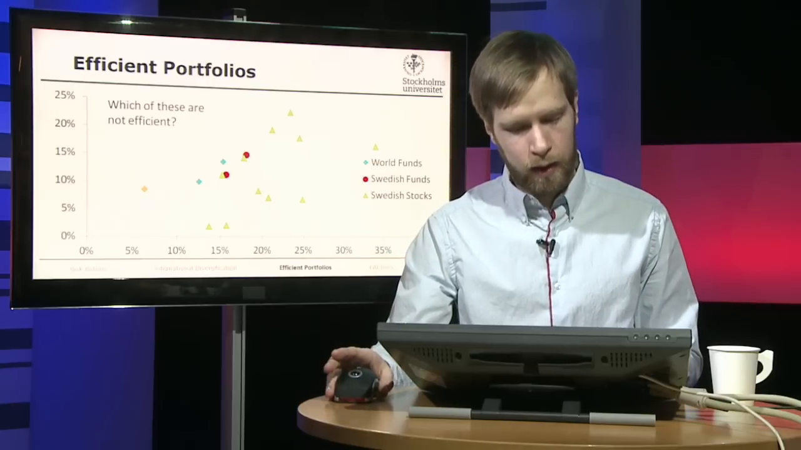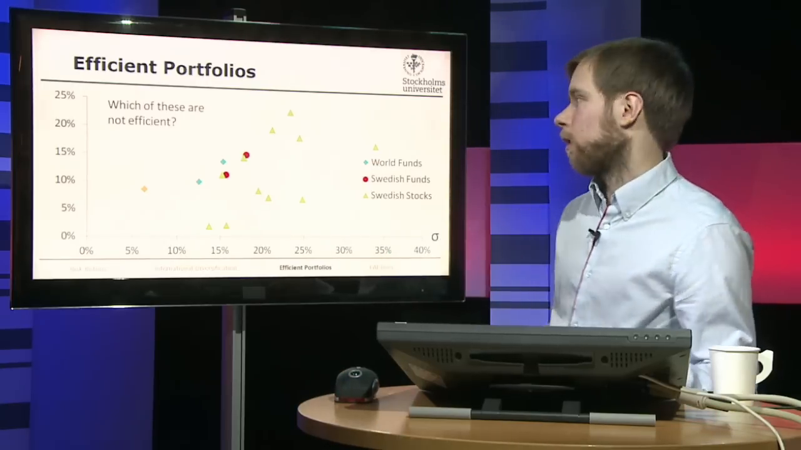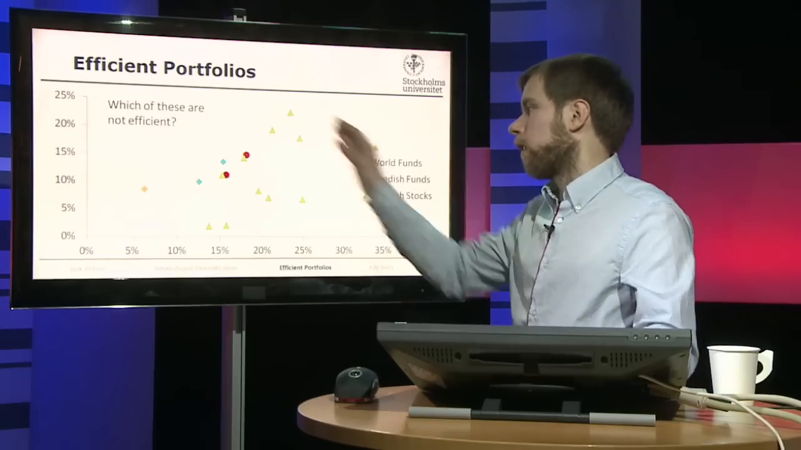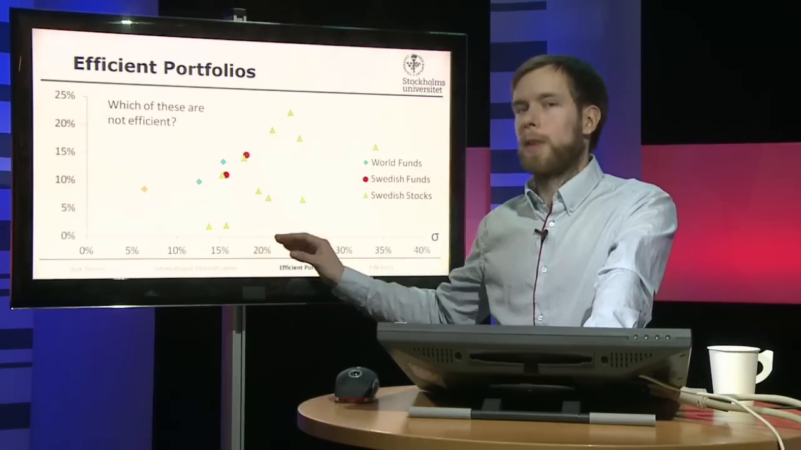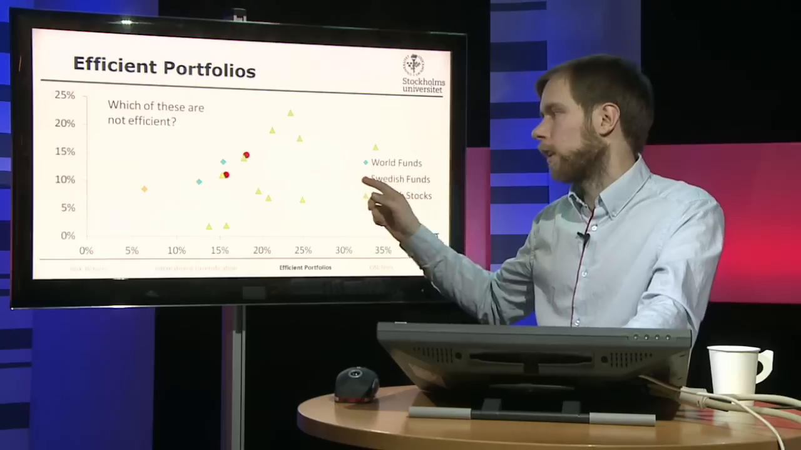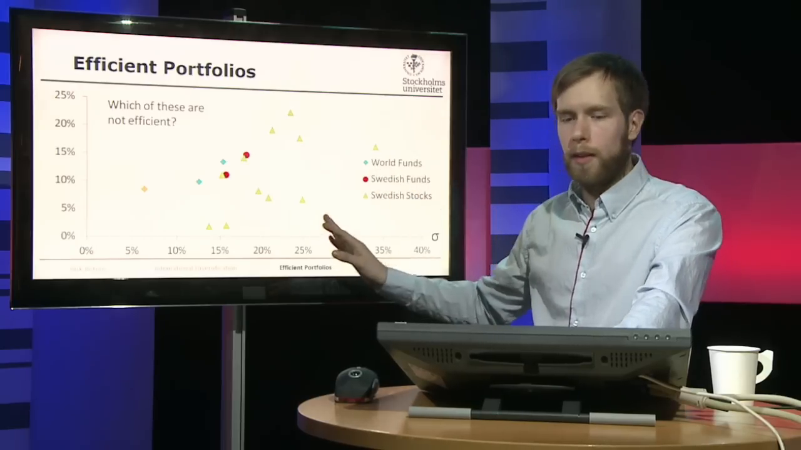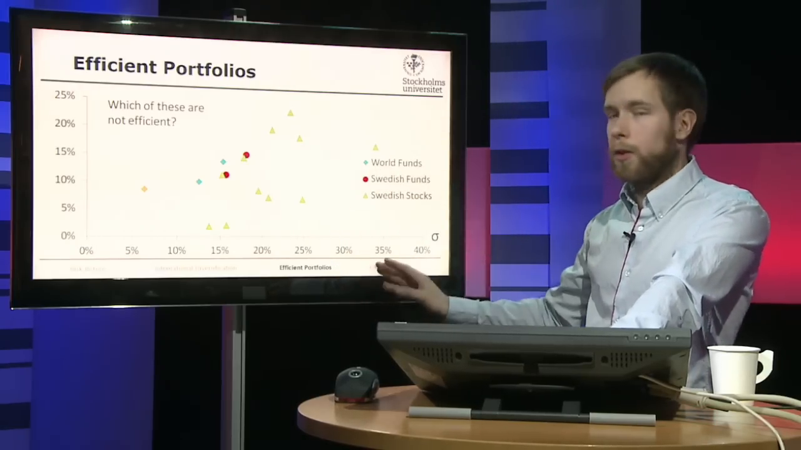Again, this is only during this 3-year sample, so probably that's not the case always, that you have this good result. Okay, now we could ask ourselves which one of these are not efficient. If we assume that these are the future profiles, or that we know that they're going to get this return for this risk, which ones would we definitely not choose?